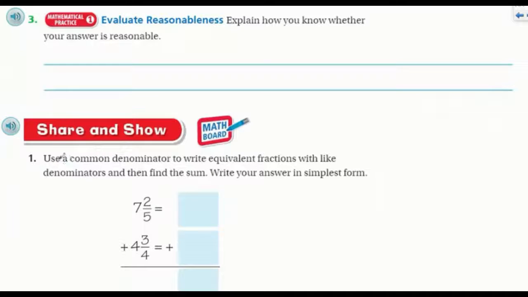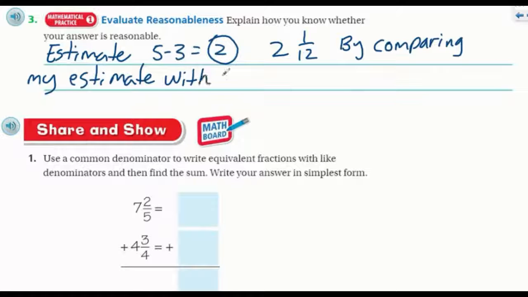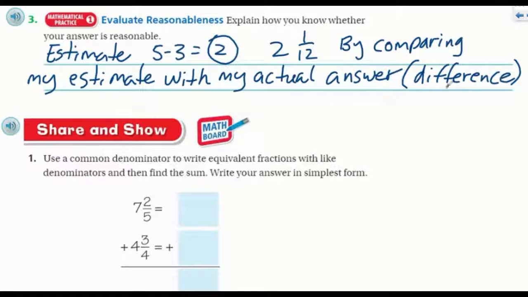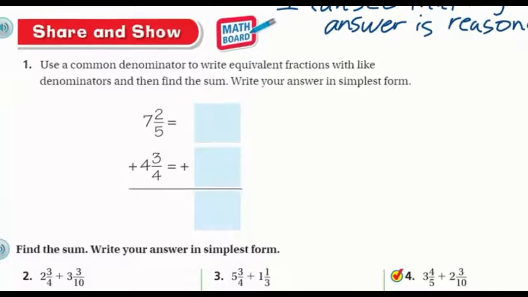So that being the case, here we're going to say, how do you know it's reasonable? Well, based on our estimate, my estimate was 2, and our actual answer was 2 and 1/12. So I know that it's reasonable because I can compare my estimate with my actual answer, and that is the difference, because we were subtracting. My actual answer, I can see that my answer is reasonable. Okay, yay, woohoo.